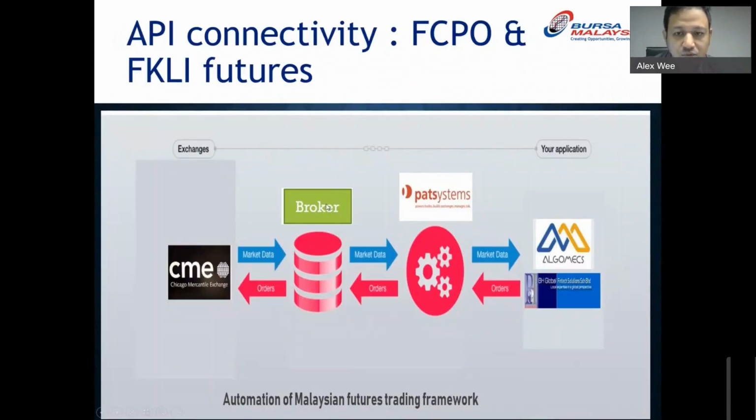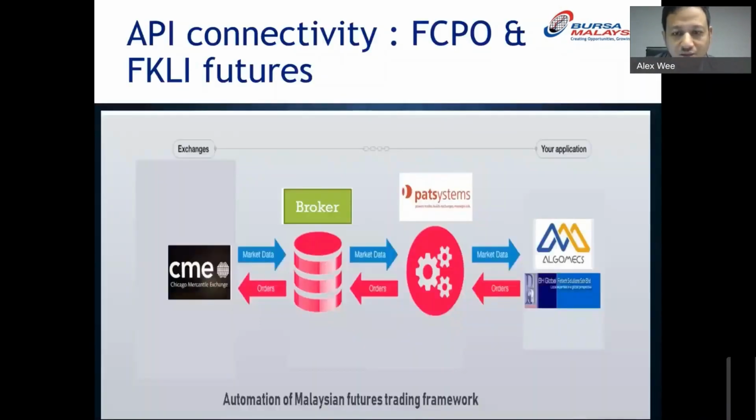In this case, this broker could be using the PAT system, and then they will help you to pass to the broker. The broker will help you to execute in the exchange. So FCPO could be CME exchange, and FKLI is Bursa Derivatives exchange. Okay, so this is the connectivity if you want to fully automate.